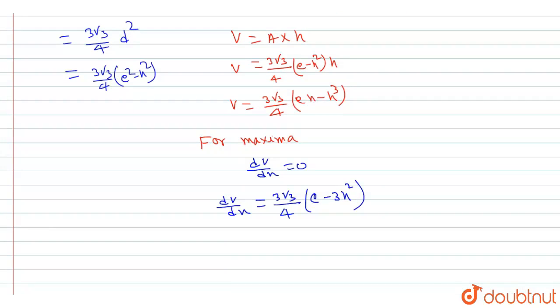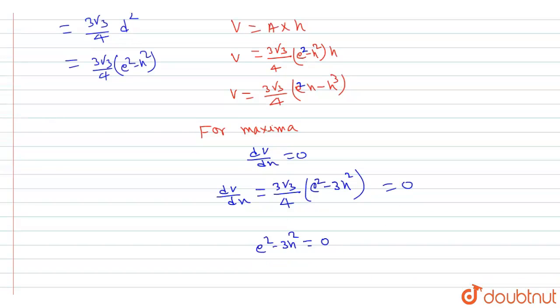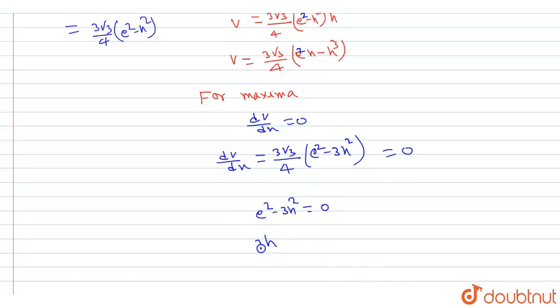So h is equal to, we can say, here is the E, so we can write E² from there. So this is equal to 0, means E² − 3h² is equal to 0. So 3h² is equal to E², and from here h equals E divided by √3. Now how can we check? Is this the maxima? This h is the maximum point.